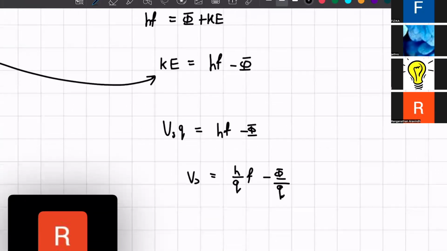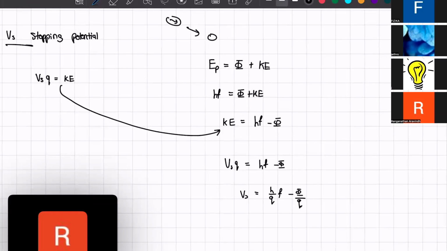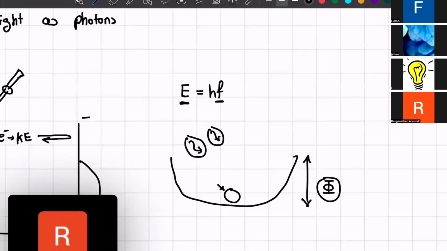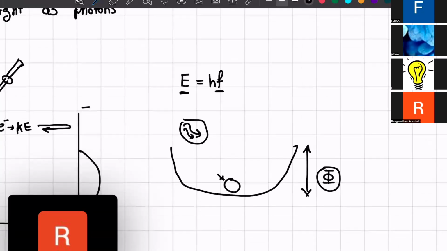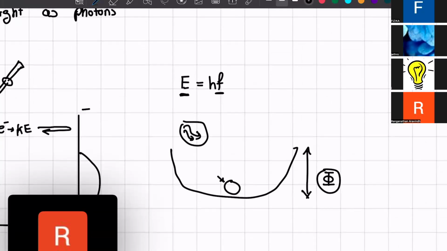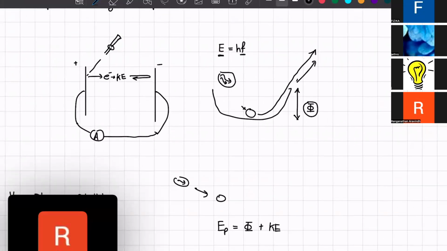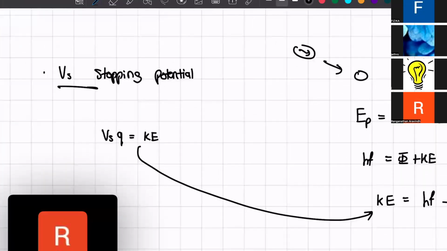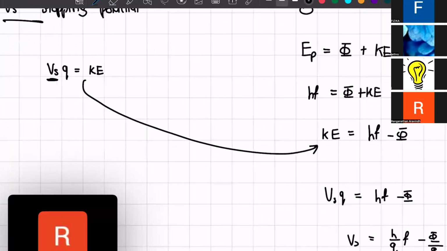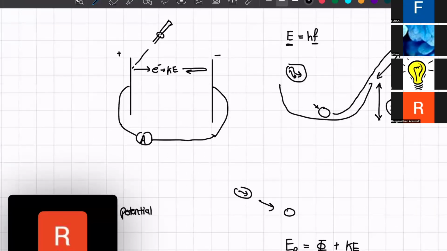Essentially, if I were to increase my frequency, that means the photon itself is more energetic. Then the electron will fly off with a lot more energy. And since it has a lot more energy, you need a larger potential difference to stop the electron from reaching the other plate.